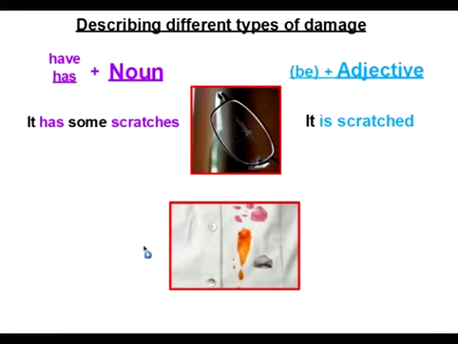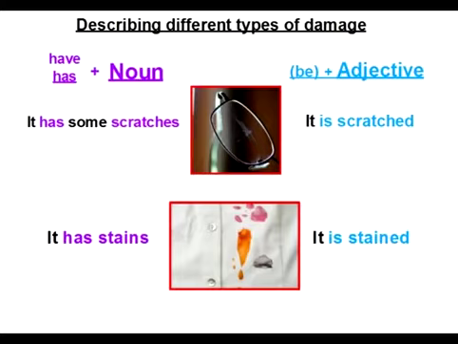Now let's look at the shirt. Okay? If we remember what was wrong with the shirt, we can use a noun. We can say, it has stains. Okay? So if I think about these, each individual one is a stain, but I could say it has stains, or it has some stains maybe, for using the noun. The adjective, it is stained. Okay? It is stained. Again, using the verb to be with the adjective, right? So these are just two ways to describe types of damage. Using a noun with the verb have and has, or using an adjective with the verb to be.